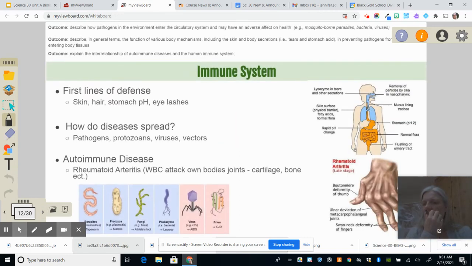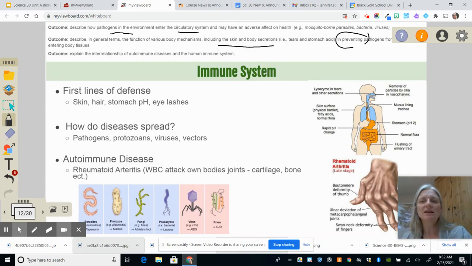All right, so on to the immune system. This was the last lesson in our chapter 1. There are 3 outcomes here that we're going to look at first. The first one is to describe how pathogens in the environment get into the circulatory system and create these adverse effects. Also, we're going to look at different body mechanisms, including the skin and body secretions, that prevent pathogens from actually getting in.